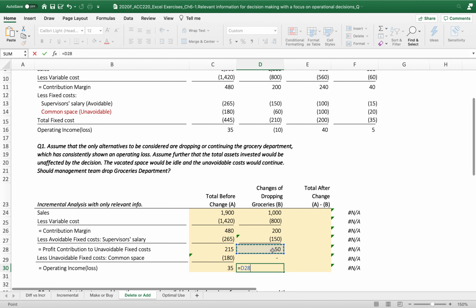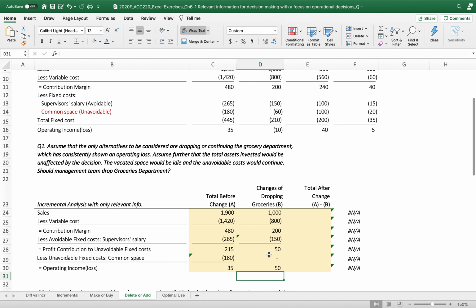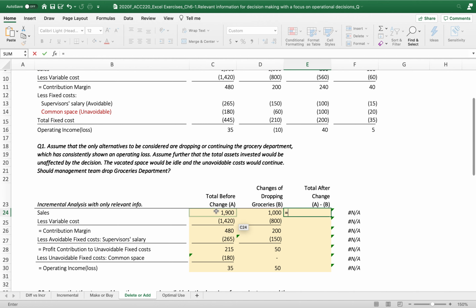So let's calculate the operating income again. If the company drops the grocery department, the company will lose $50,000 of operating income. In fact, let me show you how.